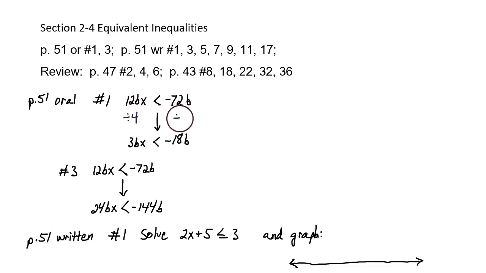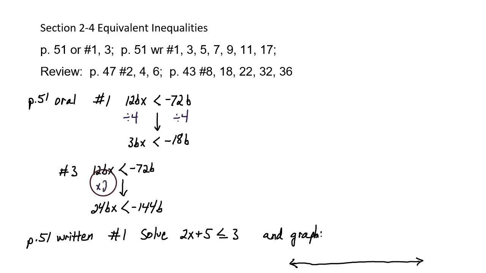And the same on the right. Negative 72b divided by 4 makes negative 18b. So the transformation is to divide both sides by 4. Number 3, start with the same inequality as number 1 and transform it into this new, different inequality. What's happened?